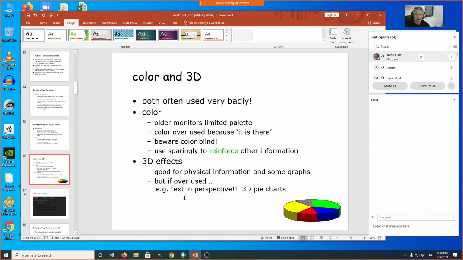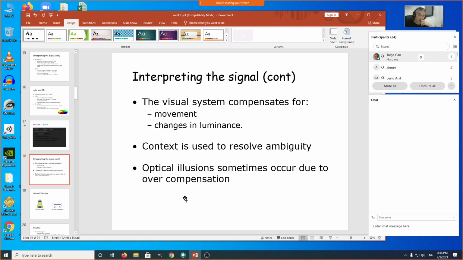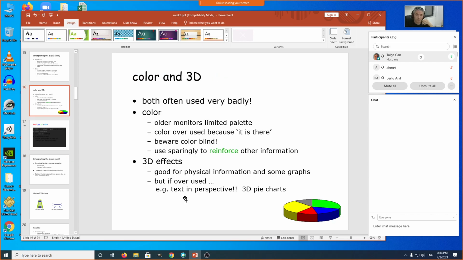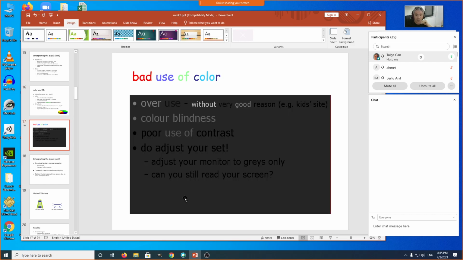Usually in interfaces, color and three-dimensional graphics are used badly a lot. So I'm skipping these slides, some guidelines for how to use color, and they're also related to what kind of color palette is good for interfaces. There are aesthetics involved in this, obviously, but there are also usability issues, like you have to have good contrast if you want to have something visible. It has to have a different color than the background.